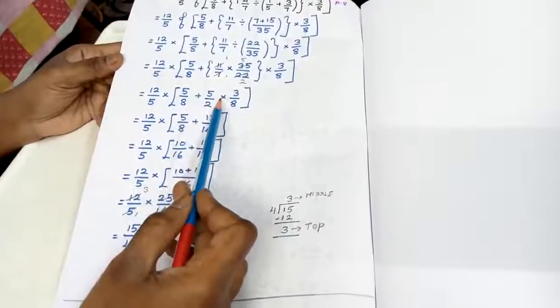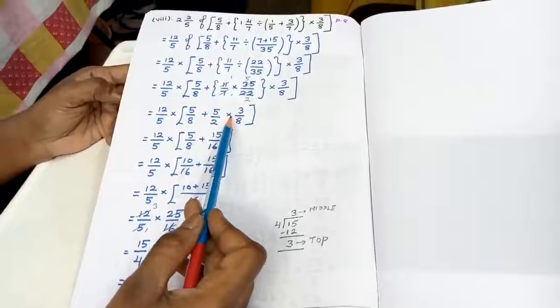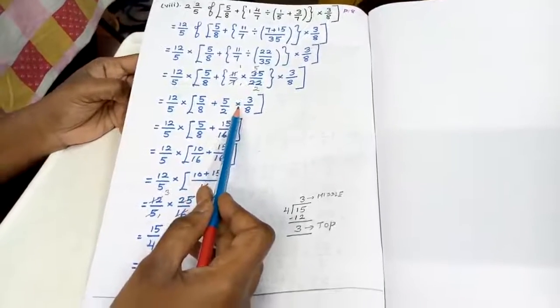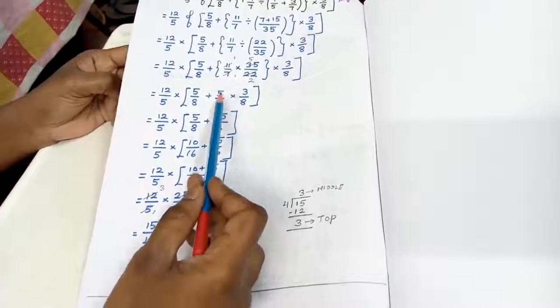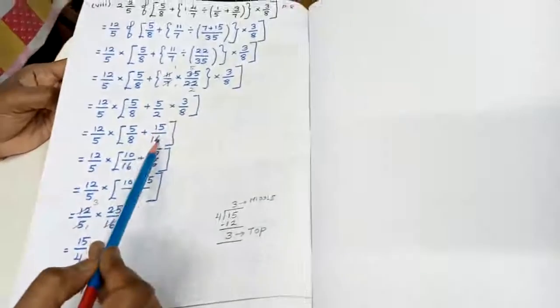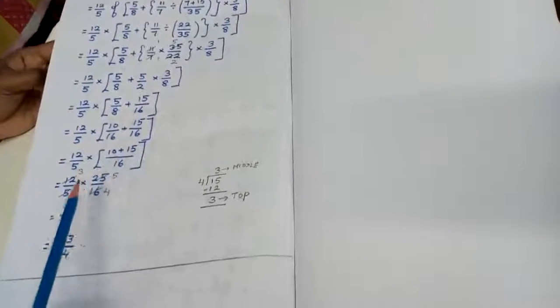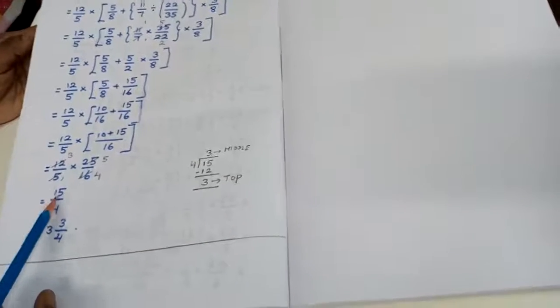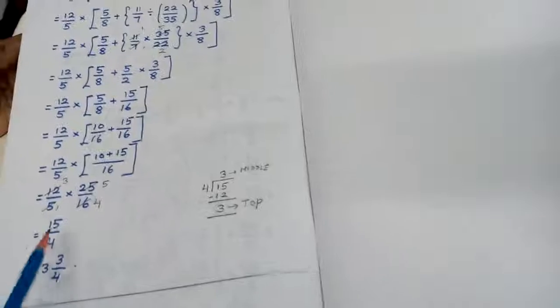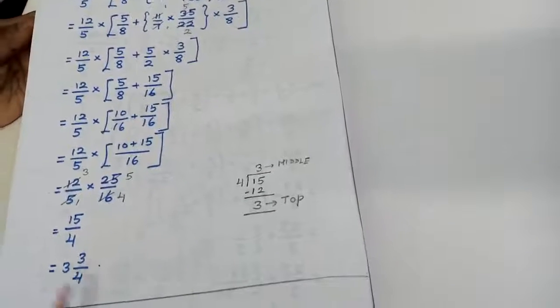Addition, multiplication. The first preference you are going to give only to the multiplication according to the BODMAS rule. Multiply this value, 15 by 16. Make the denominator same. Calculate, you will get the answer as 25 by 16. After simplifying, you are going to get the answer as 15 by 4. Convert this into mixed fraction, 3 3 by 4.